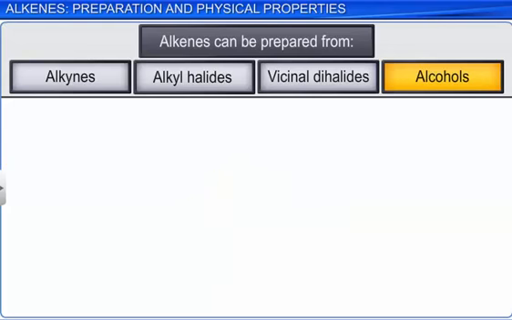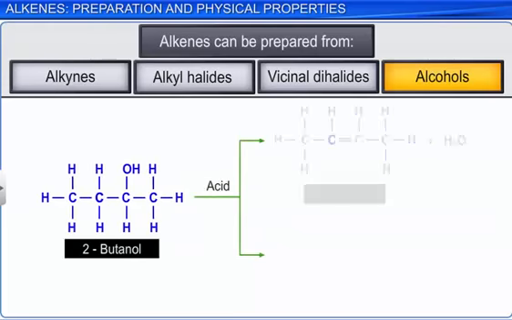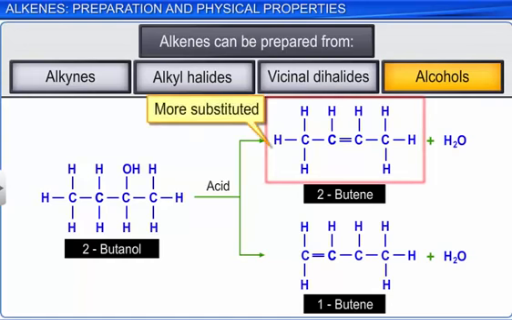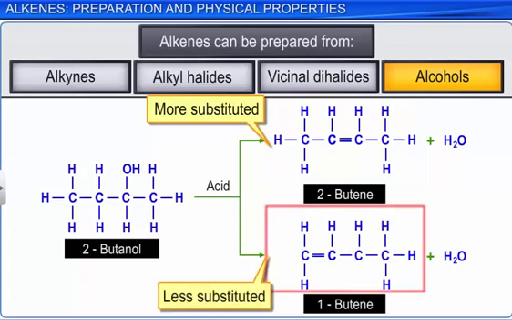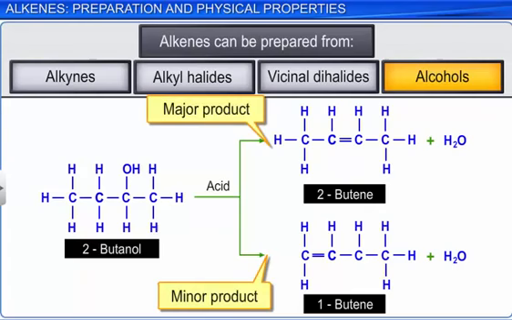Saytzeff's rule also governs the dehydration of alcohols. For example, in the dehydration of 2-butanol, there are two possible positions for the double bond. However, 2-butene is more substituted than 1-butene. Hence, the more predominant product is 2-butene.